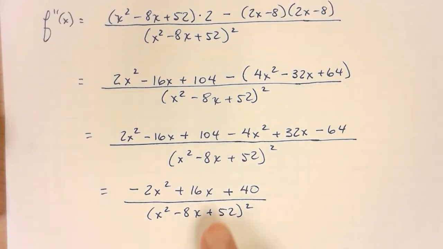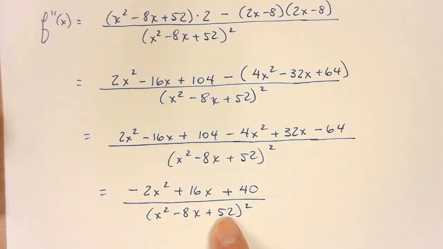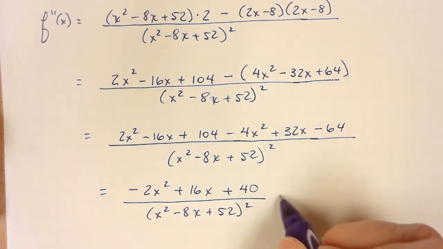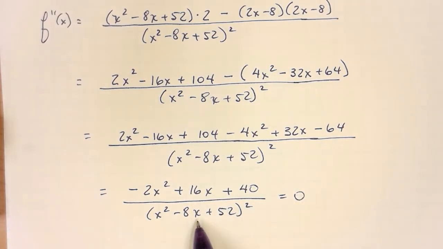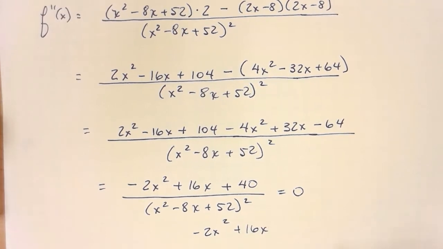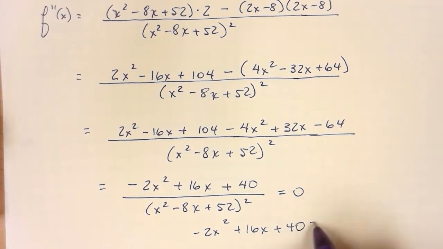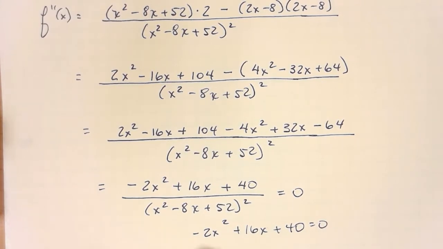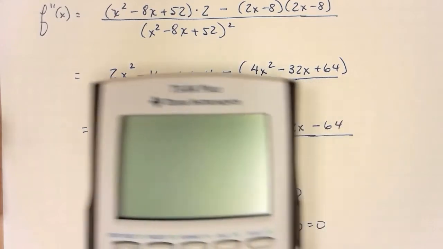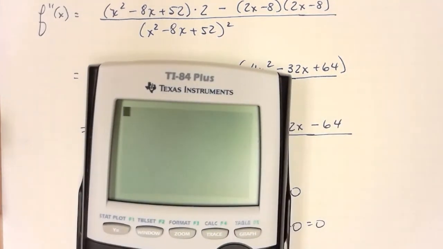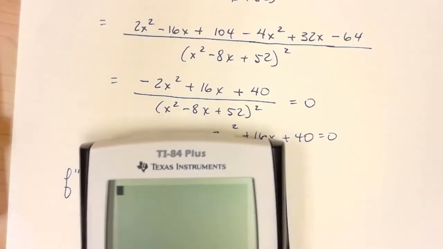Now, when I set this thing equal to 0, I need you to think about this. When we had equations like that, if I multiply both sides by the denominator, I end up with this. So if I just set my numerator equal to 0, let's see what that gets me.